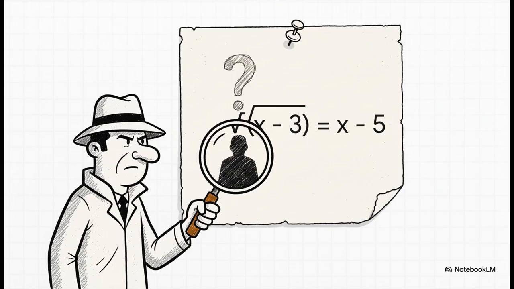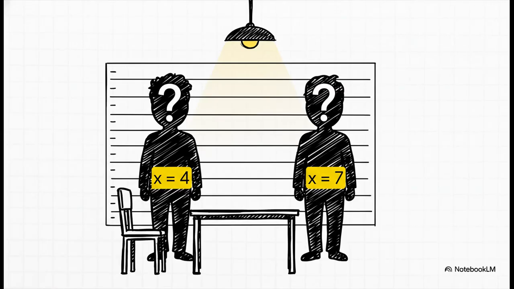Now this one looks simple enough on the surface, but it is a classic setup for an imposter to show up. See, when we square both sides here, we're going to end up with a quadratic equation, and those often give us 2 possible solutions. So, after we square both sides and solve that quadratic, we're left with 2 suspects, x equals 4 and x equals 7. And as good detectives, it's our job to interrogate both of them and figure out which one, if any, is telling the truth.